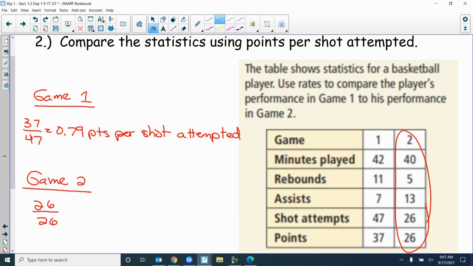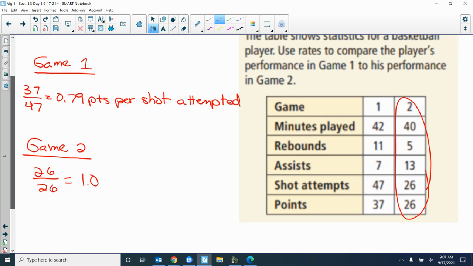I think that's 1.0, or 1. So he had 1 point per shot attempt. It's going to be shooting free throws. All right, so that's how you compare. Now, which game was he more efficient? The second game was more efficient, even though he didn't have as many points. He was better because he didn't shoot as many times, and he probably didn't get beat up in the locker room afterwards.